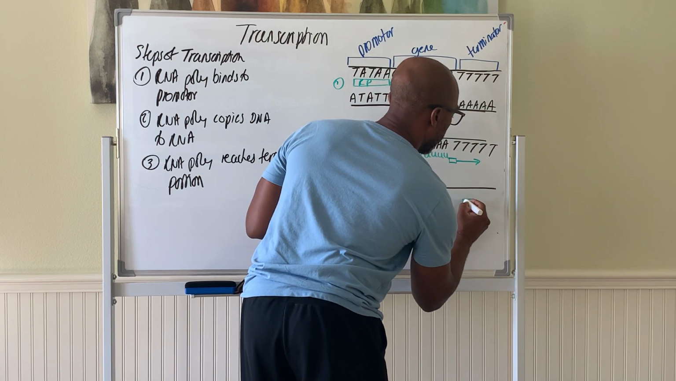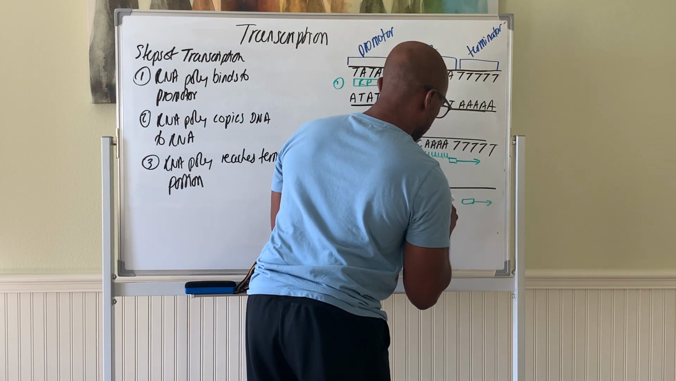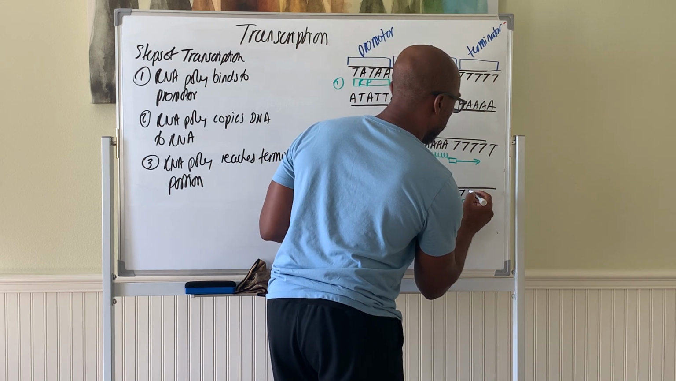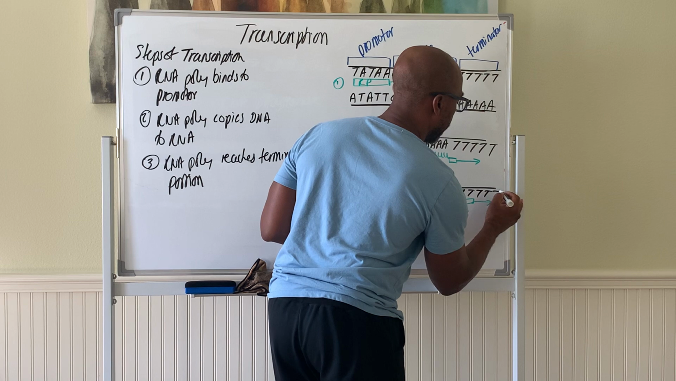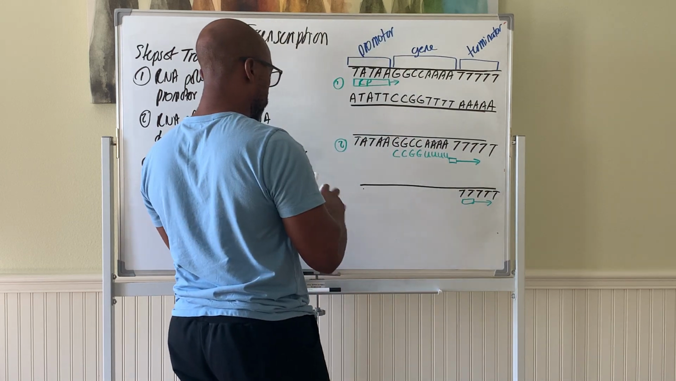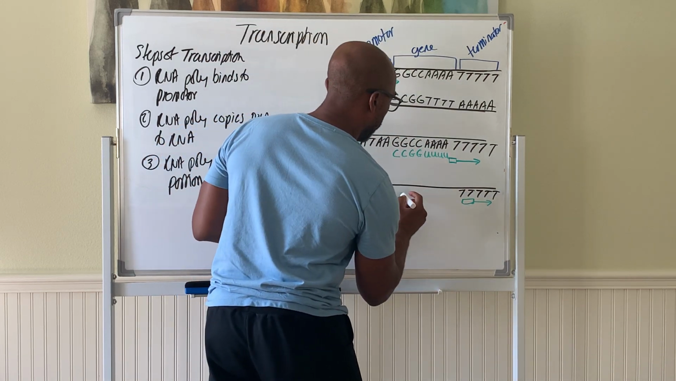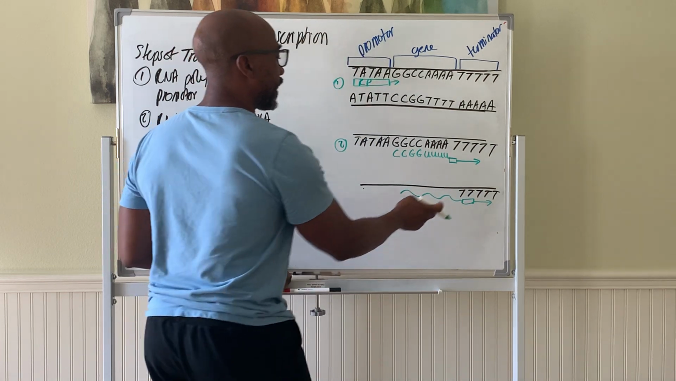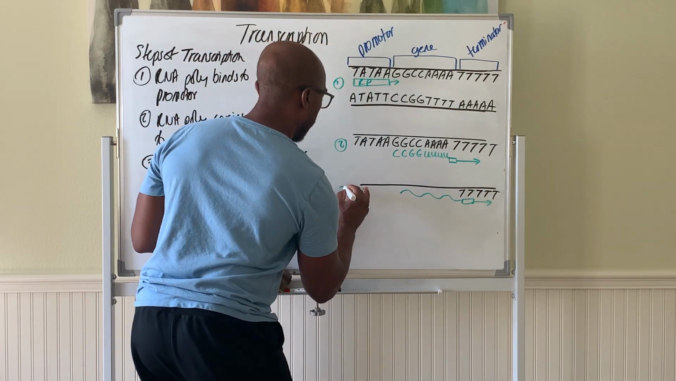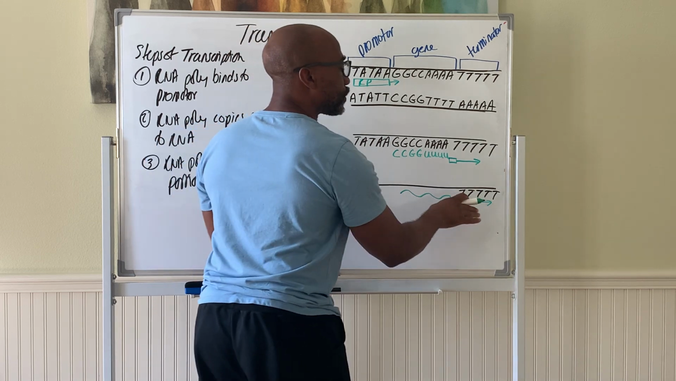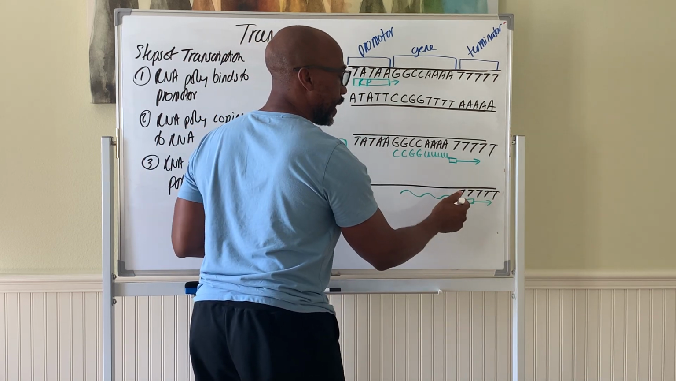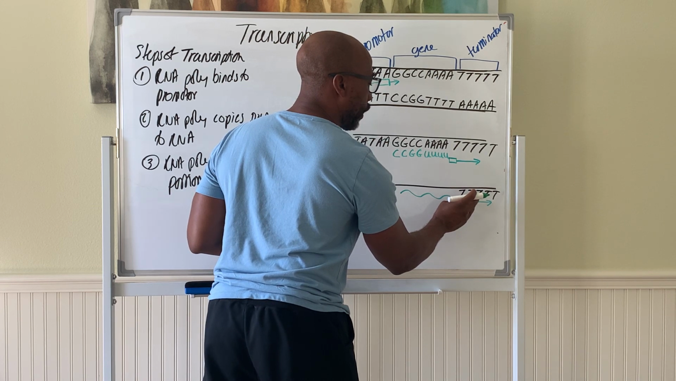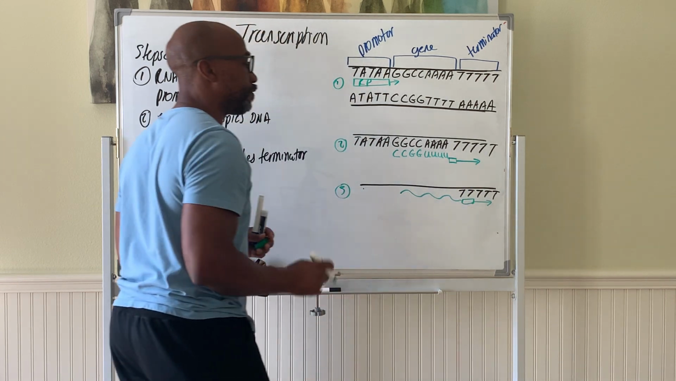Here's step 3. It's here amongst the terminator part of the gene, of the DNA. Of course, you still have your RNA strand being built along the way, okay? And once it gets here, in step 3, it stops transcribing, and the RNA species is then released to be further modified.